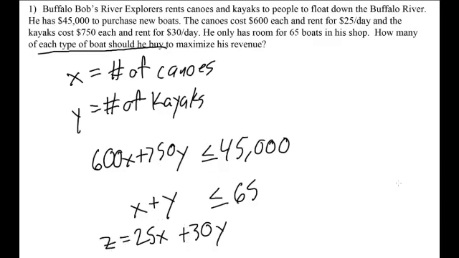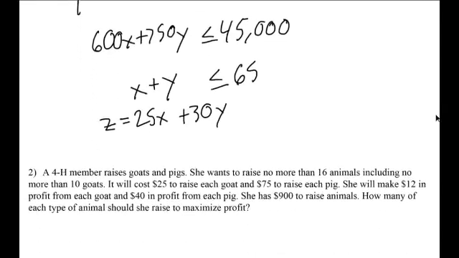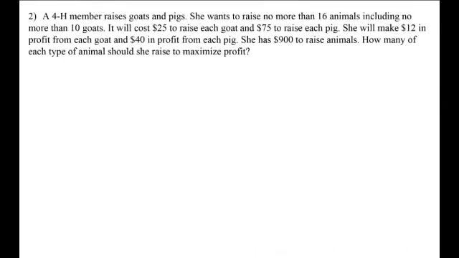All right, let's take a look at another one real quick. We've got a 4-H member who's going to raise some pigs and goats. She wants to raise no more than 16 total animals and no more than 10 goats. And then we've got the cost to raise each one and how much profit she'll get from each one. And she has $900 to raise animals. How many of each animal should she raise to maximize profit? So we see the word maximize, so we know that this is a linear programming problem where we'll have some linear inequalities and a maximization equation.